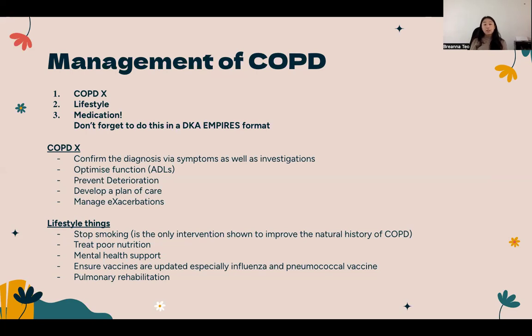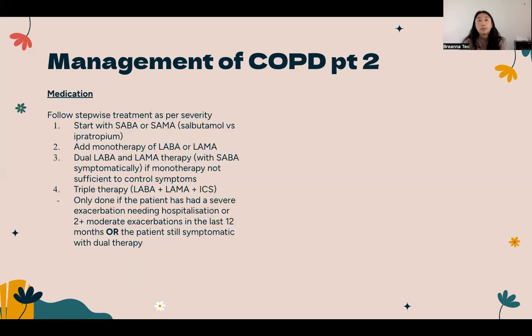In terms of lifestyle things, we'd strongly advocate to stop smoking because it's the only intervention shown to improve the natural history of COPD. Treat poor nutrition, mental health support, ensure vaccines are updated, especially influenza and pneumococcal vaccines, and then pulmonary rehab in some cases as well.